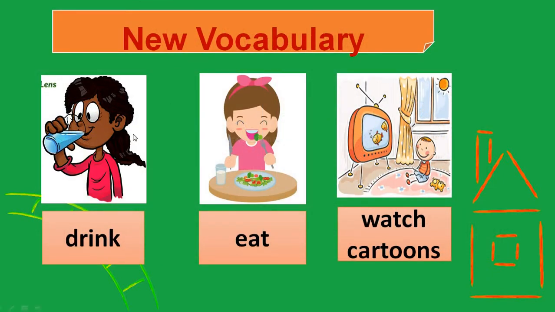Next words, наступні слова. Okay, look at this picture. Drink. What does it mean drink in English? Що означає англійською? Yes, you're right. Drink, drink, drink. So, eat. Eat, eat, eat. Drink, eat, drink, eat. Okay.